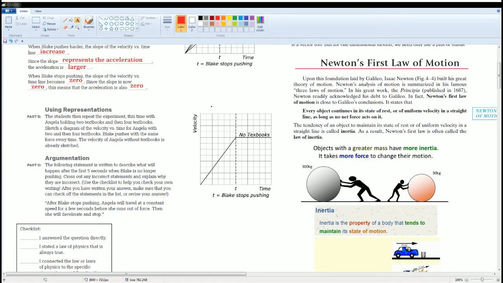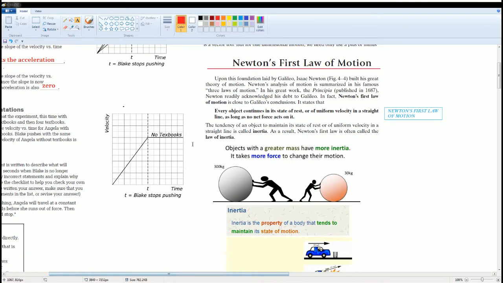Part B. The student then repeats the experiment, this time with Angelica holding two textbooks and then four textbooks. Sketch on the diagram velocity versus time for Angelica with the two and four textbooks. Before we do that, I would like to explain what Newton's first law of motion is. Newton's first law of motion comes from Galileo, and it states every object continues in its state of rest or uniform velocity in a straight line as long as no net force acts on it.